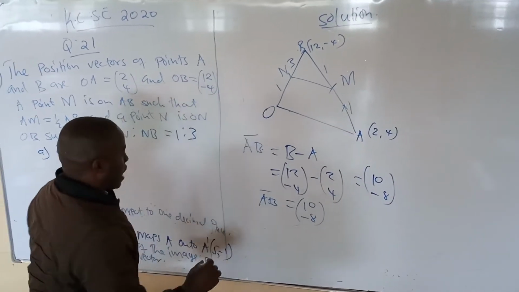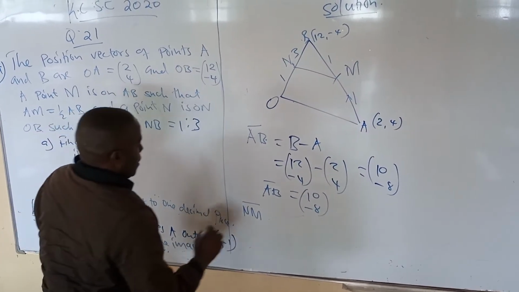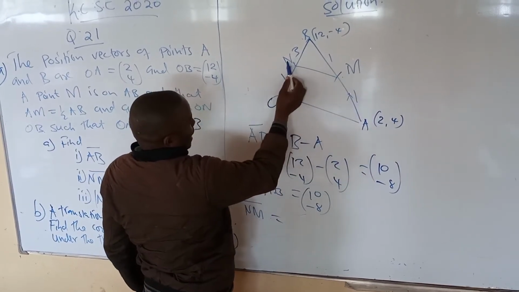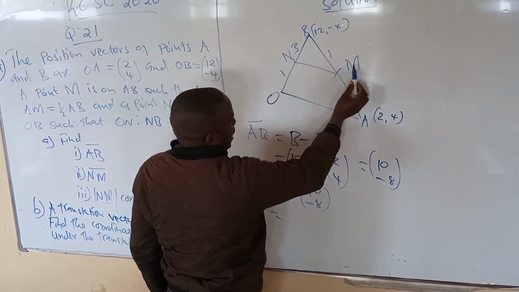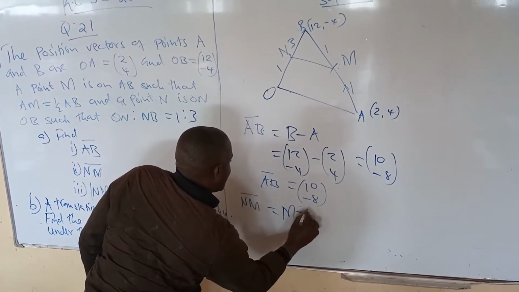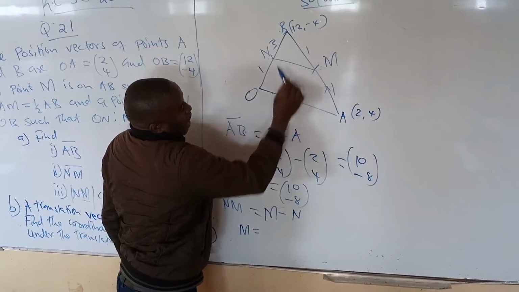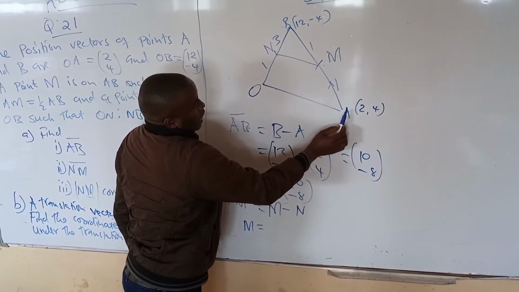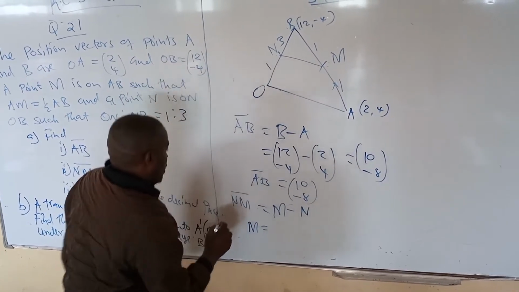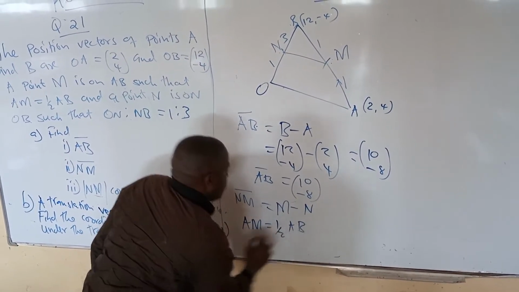Then we get our NM vector. From here we need N to M, so NM is M minus N. So we need to find the coordinates of M, the vector of M. How can we get M? We know that AM is half AB.